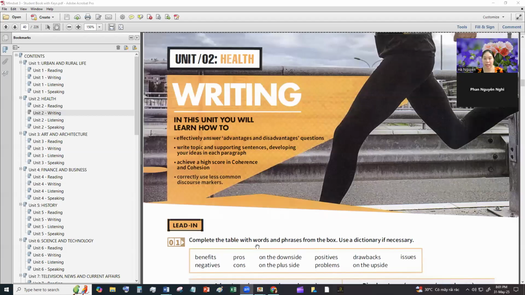Okay, so this is lesson 2 writing, unit 2 writing. And in this unit, we looked at advantages and disadvantages questions. We also practiced writing topic and supporting sentences. And we learned about developing our ideas, organizing the ideas so it is coherent and cohesive. All right, and we learned about some less common discourse markers.